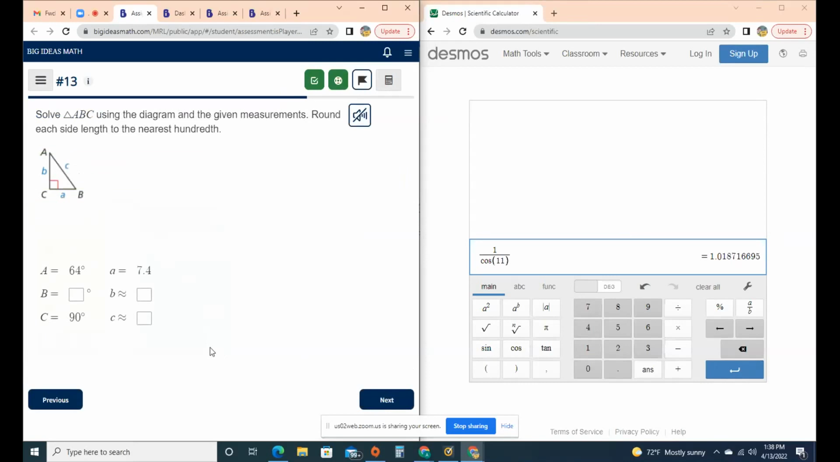Okay. So this one is similar to ones we've been doing. What is the value of angle B? What do the 2 angles A and B have to add up to? 26. 26, yes.